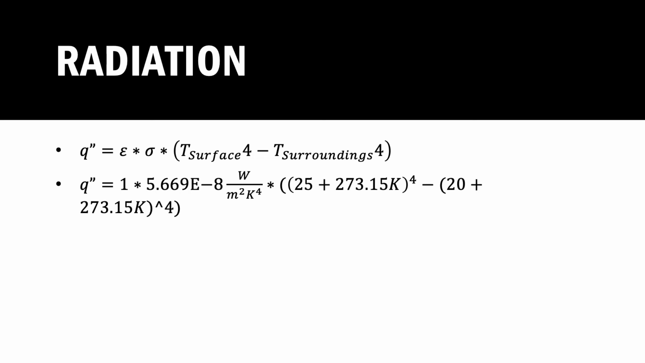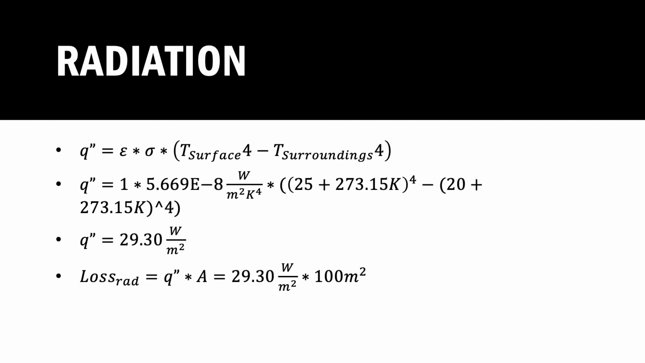The last piece of information we need to fill in this is the emissivity. In the problem statement, it was said that the pond was a black body. This corresponds to an emissivity value of 1, as stated previously. Now we can solve for the flux of 29.30 watts per meter squared. Multiplying by the surface area of the top of the pond, we get the final value of the radiative heat transfer as 2,930 watts or joules per second.